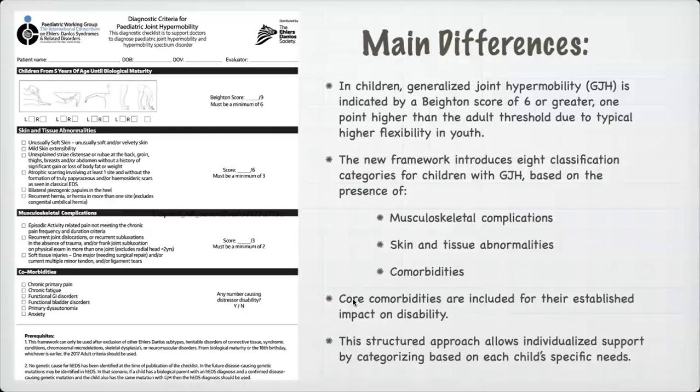The core comorbidities are included for their established impact on disability, and I really appreciate this extra category that's lacking from the adult clinical criteria. This structured approach allows individualized support by categorizing based on each child's specific needs, depending on whether it's skin and tissue abnormality, musculoskeletal complication, or a core comorbidity.